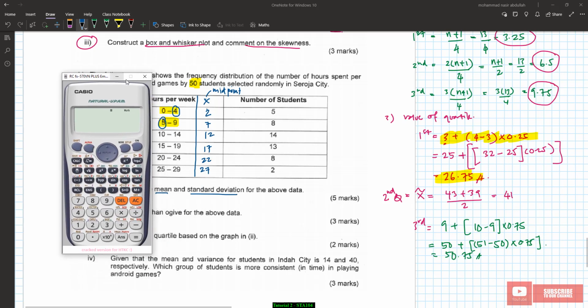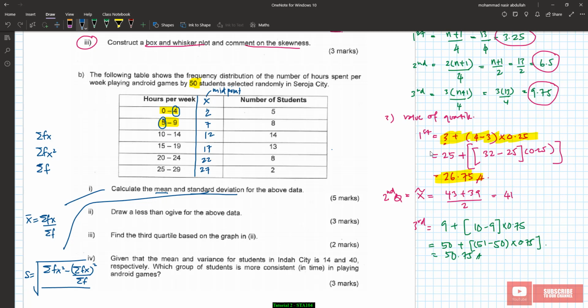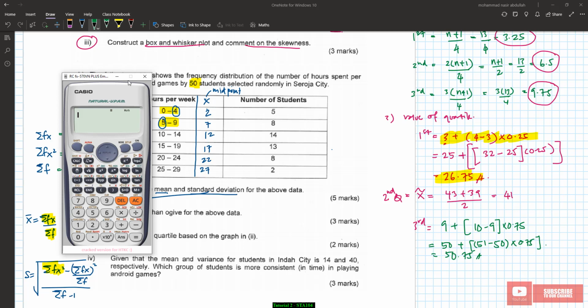Right. So we know that the requirement for the mean is the summation of fx, summation of fx square, and summation of f. That's all, right? This is what we want for the mean and standard deviation. The formula for the mean is summation of fx divided by summation of f. For standard deviation, S is equal to the square root of summation of fx square minus summation of fx, all squared divided by summation of f, everything divided by summation of f minus 1. So we need to find summation of fx, summation of f, and summation of fx square. So by using the calculator, I already taught you, right? Very simple.